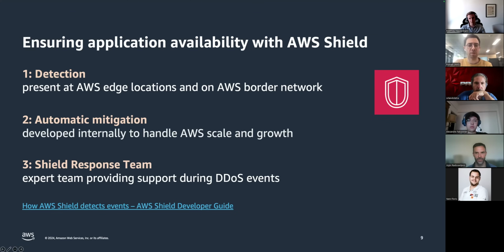And the last part would be the Shield response team that is engaged when the attack is not detected or mitigated automatically. The team will take manual actions to stop the attack and then improve our systems to detect such attacks automatically in the future. This protection is available under the name of AWS Shield for any AWS service exposed to the internet, and it's also provided at no additional cost for customers, for you.